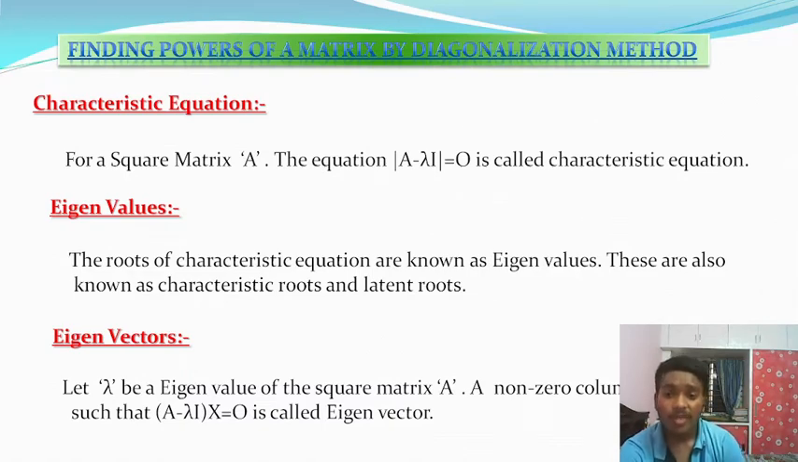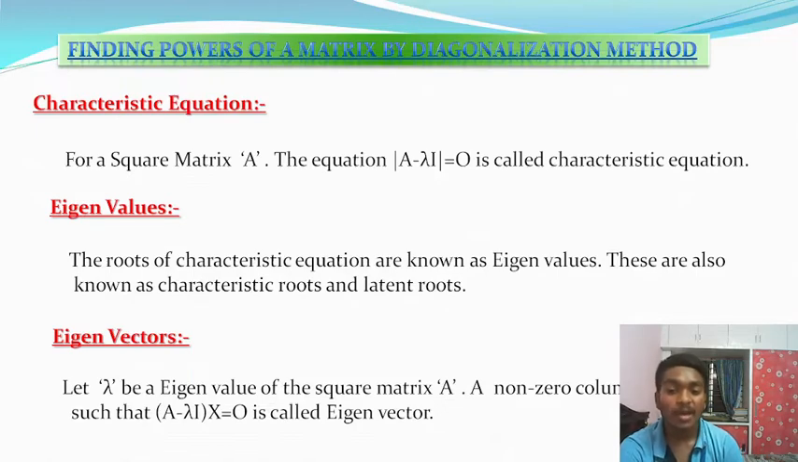Eigenvalues. The roots of the characteristic equation are known as eigenvalues. These are also known as characteristic roots and latent roots. Eigenvalues are used to find the eigenvectors. Eigenvectors. Let lambda be an eigenvalue. From the eigenvalue we'll find the eigenvector.